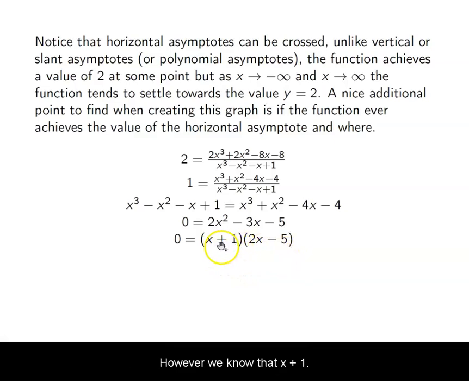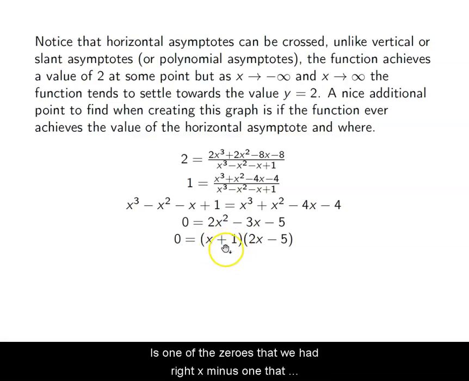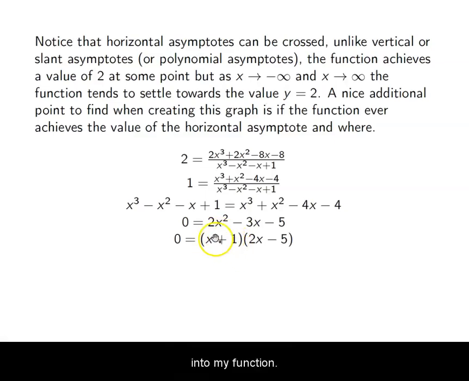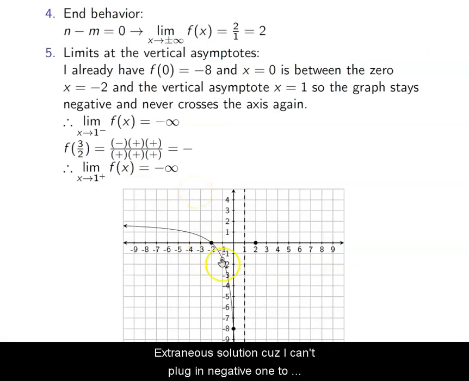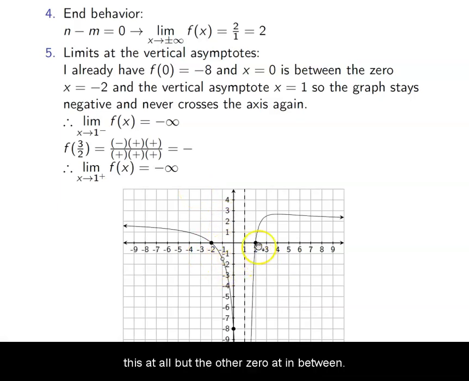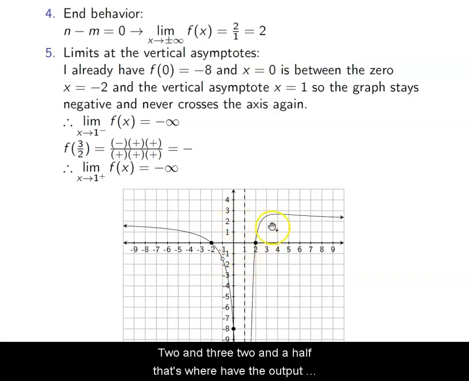Okay. However, we know that x plus 1 is one of the zeros that we had, right? X minus 1. That was actually where our hole was at. So this is an extraneous answer because I can't even plug this into my function. But that tells me that a positive 5/2, or 2.5, is where I'm equal to 2. Okay, so again, extraneous solution because I can't plug in -1 to this at all. But the other 0, in between 2 and 3, 2.5, that's where I have the output of 2.